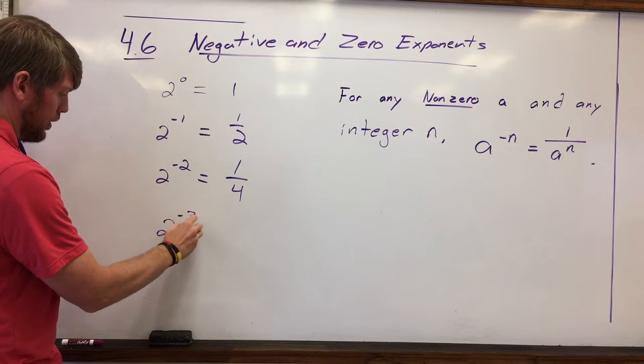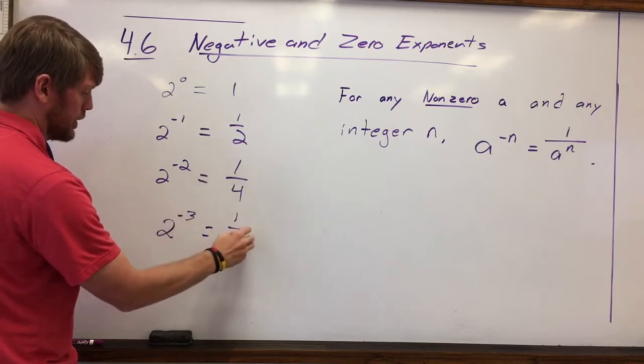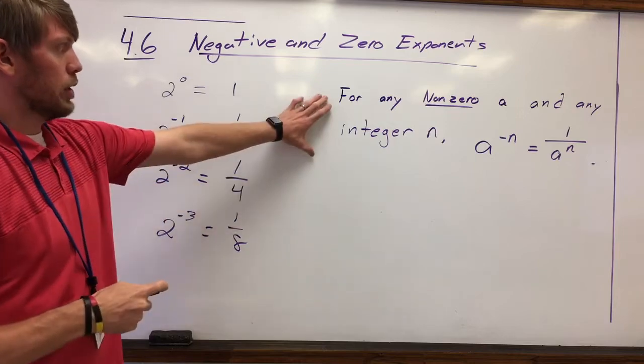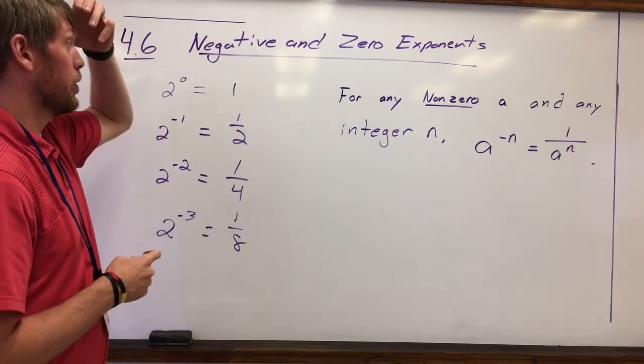2 to the negative 3 is half of a fourth, which is an 8, and so on and so forth. Now, let me take you to the next law here. This is the law for negative exponents.